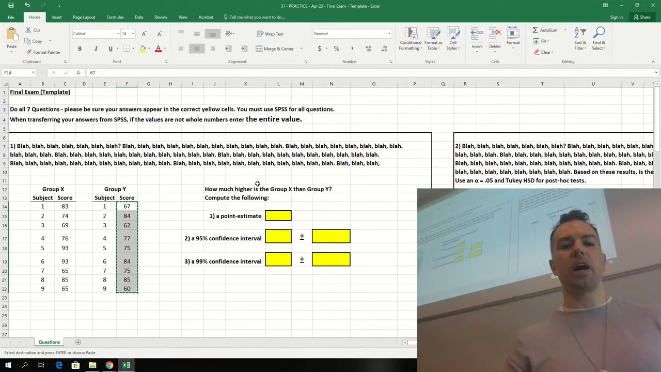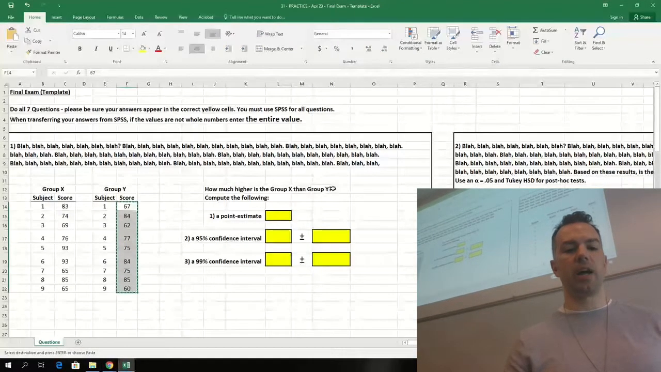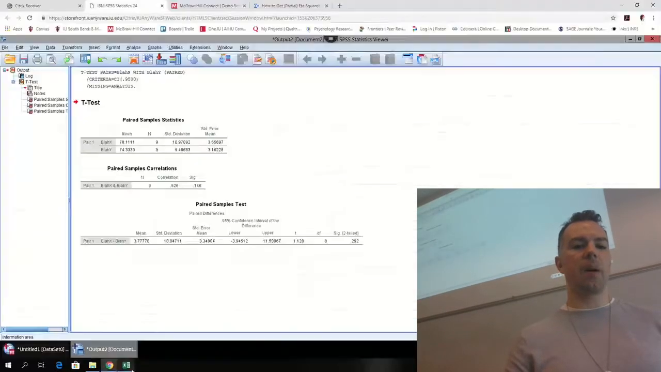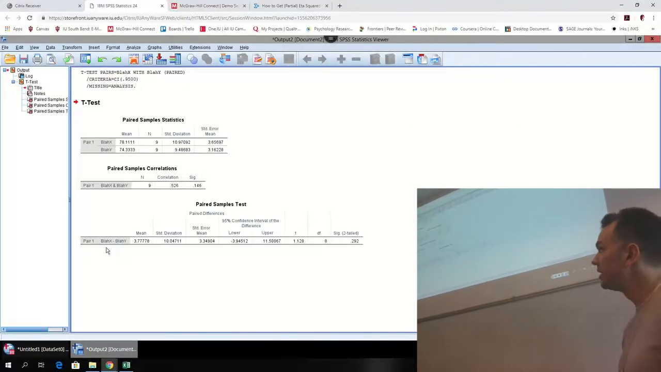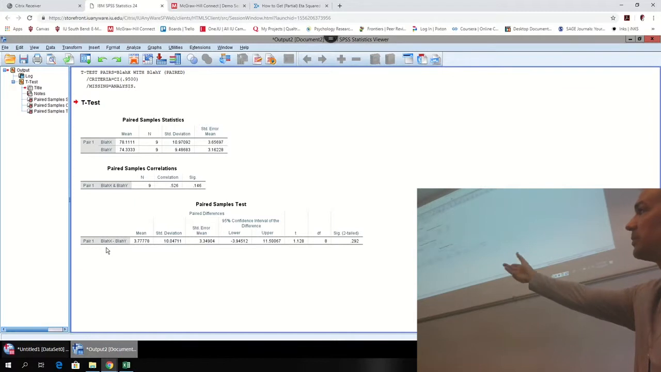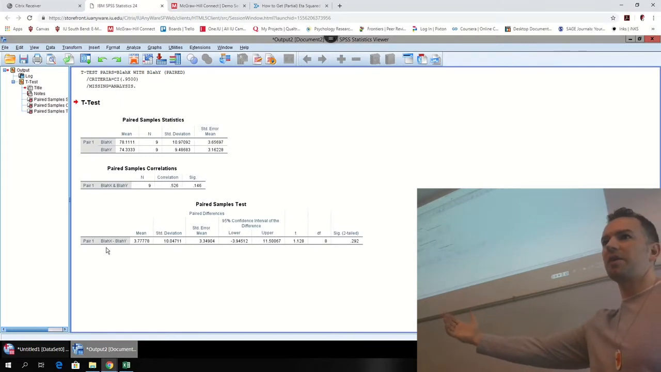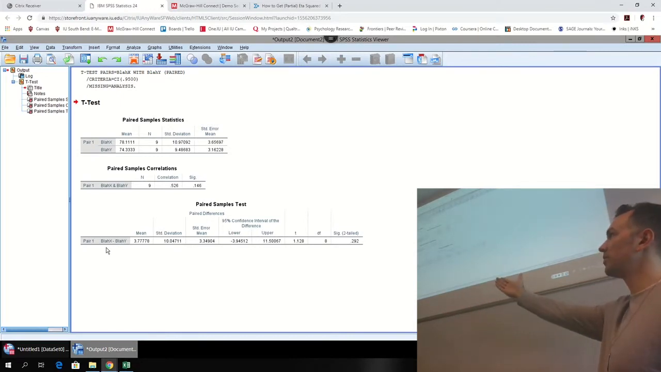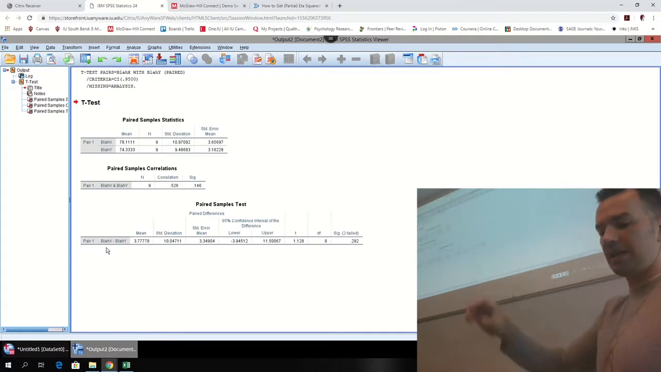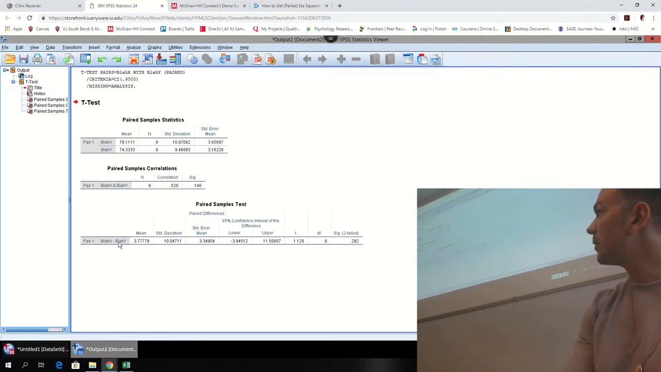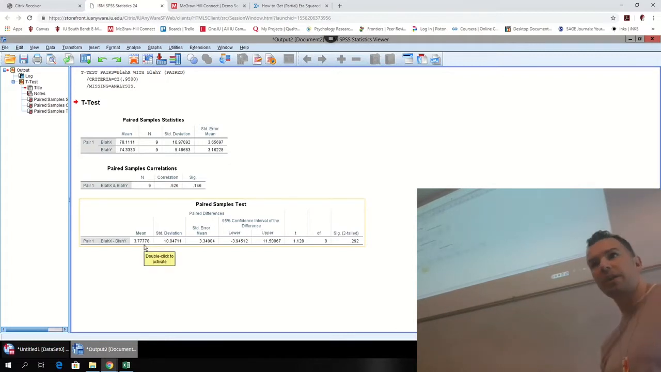Now, we're asking for a difference here, right? We want to know how much higher is group X than group Y. And notice we just happened to luck out this time. So you can see there, it goes blah X minus blah Y. So if group X is higher, we're going to end up with a positive number there, right? Because we're going to have a bigger number for blah X minus a smaller number. That'll be a positive number. And lo and behold, the mean difference that we have right there indicates that we've gone in the right direction.